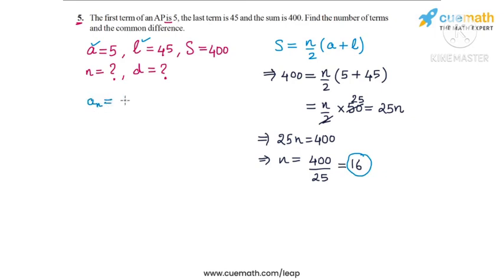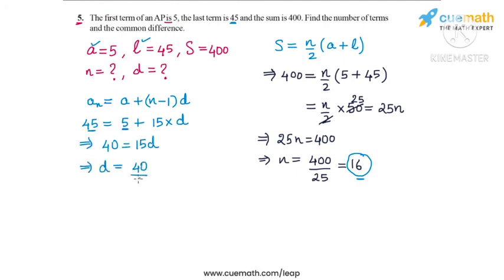So nth term is A plus N minus 1 times D. In this case the nth term is the last term, which is 45. So 45 is equal to A, which is 5, plus N minus 1, N is 16, so N minus 1 is 15 into D, the common difference. So from here we get 45 minus 5, that's 40, so 40 is equal to 15D, and this means that D is equal to 40 by 15.